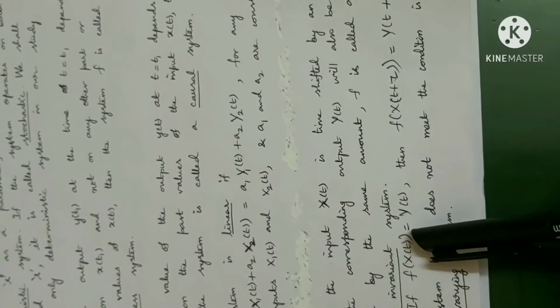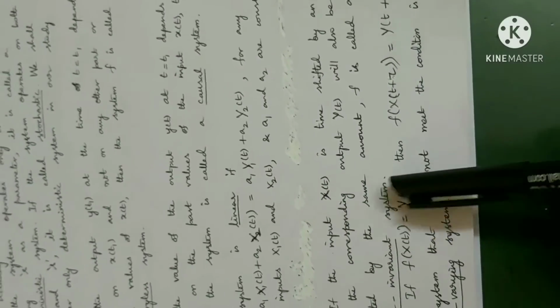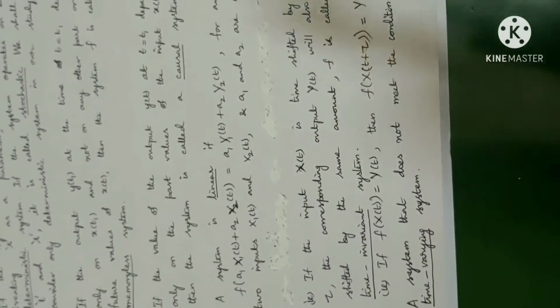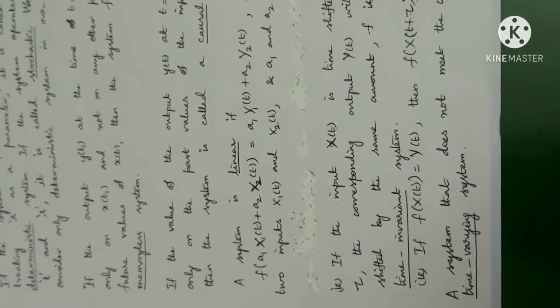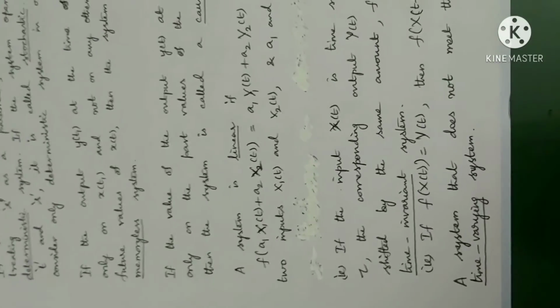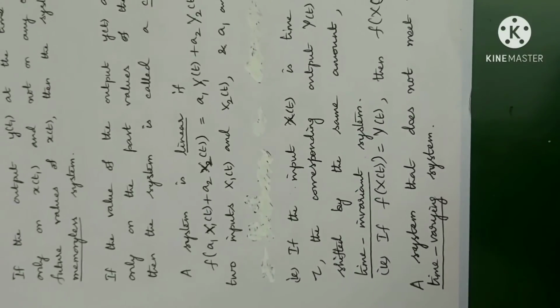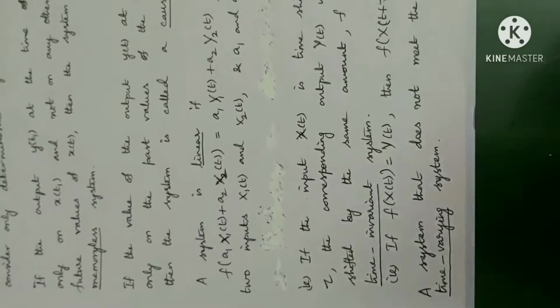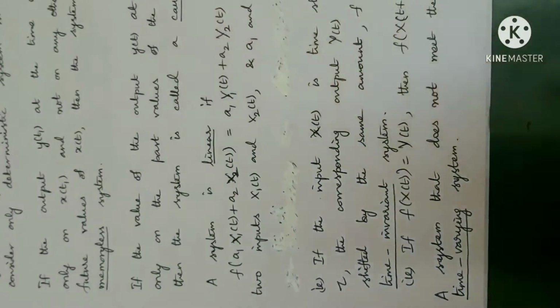If in x of t, t is shifted to t plus tau, definitely in y of t, t will also be shifted to t plus tau. Then the system is said to be a time invariant system. Invariant, you know the meaning: which will not vary. If the system does not satisfy this condition, then the system is called a time varying system. Let us see some more about this in the next video.